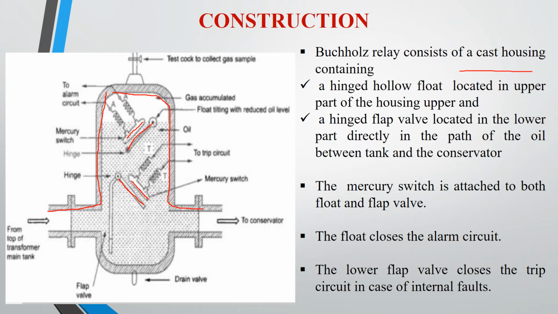Along with the hollow float, the mercury switch is also provided with both float and flap valve. The float valve is used for making the alarm circuit, whereas the lower flap valve closes the circuit of tripping in case of an internal fault.